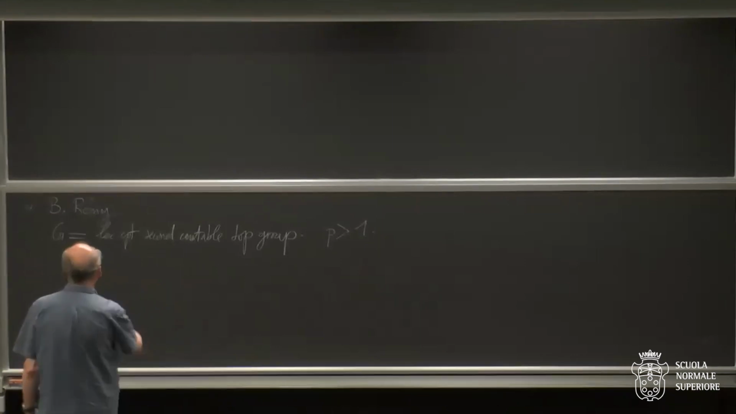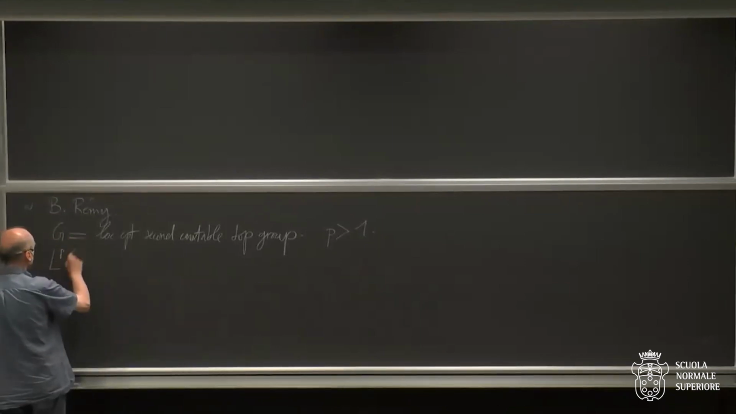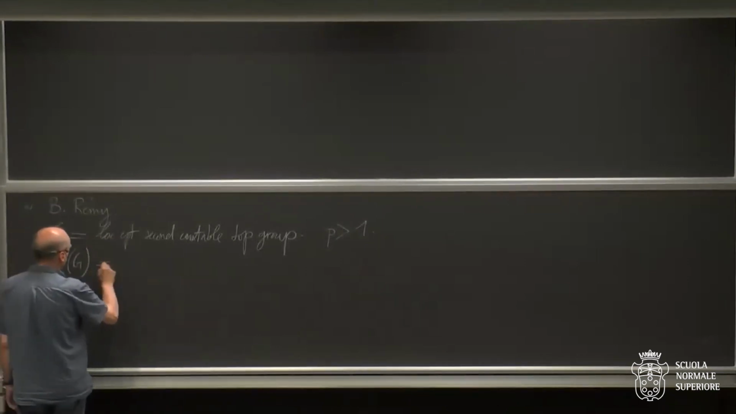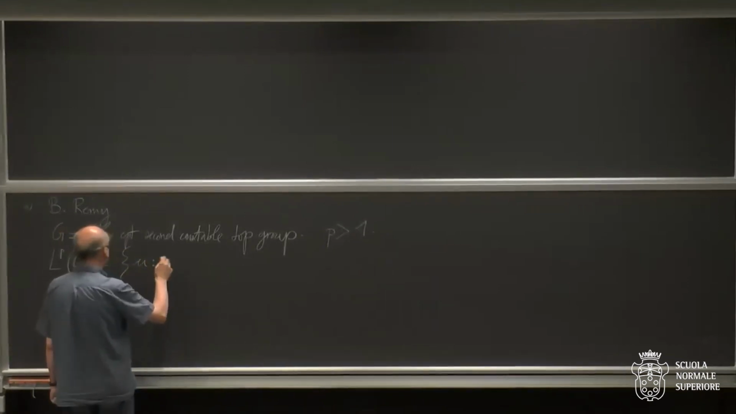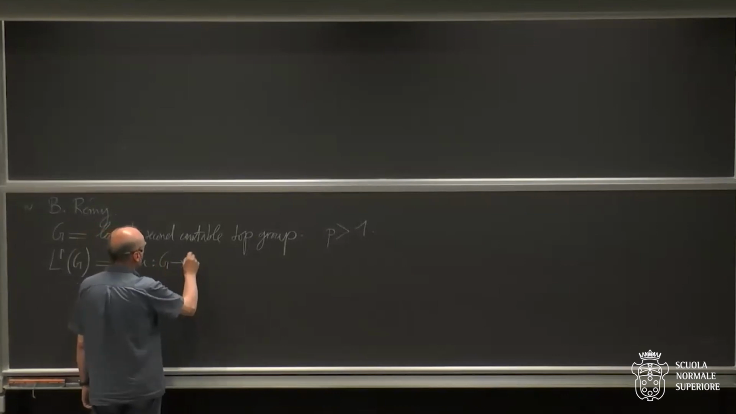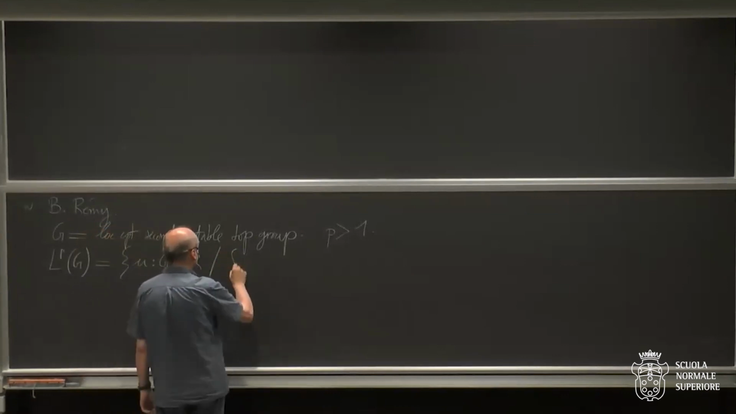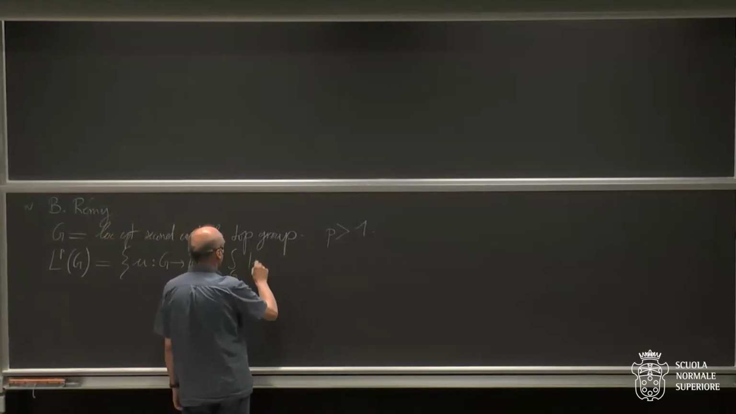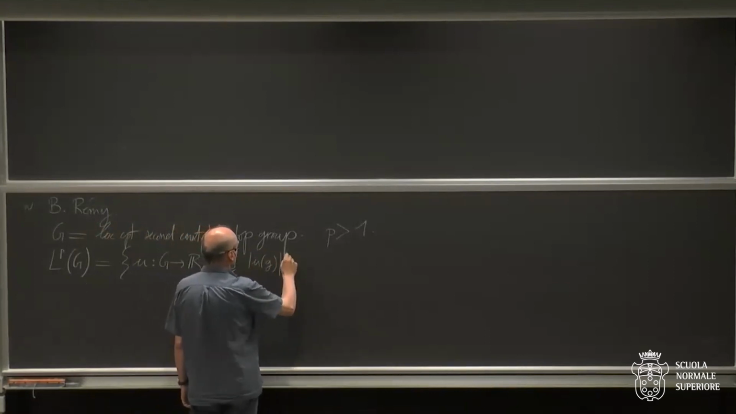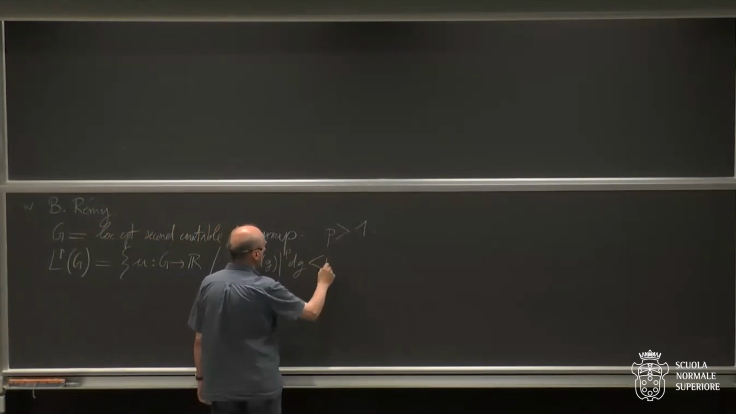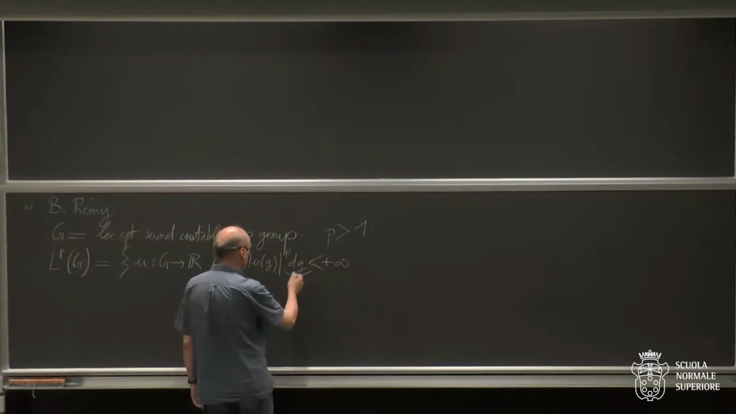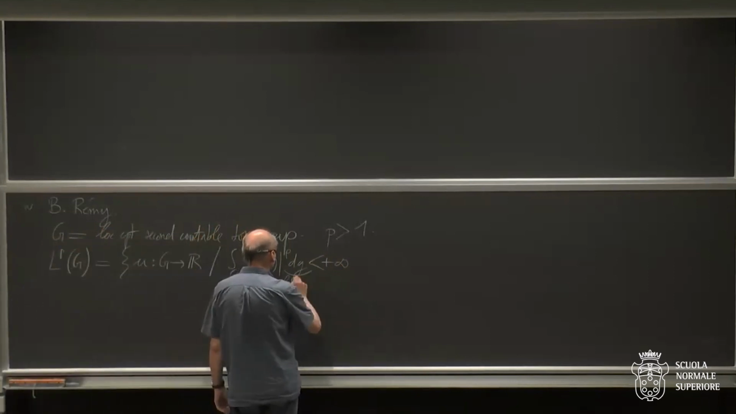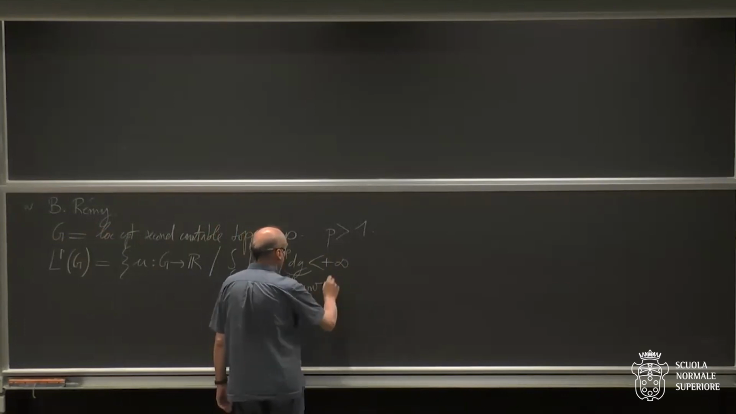And then one can form Lp of G, which is the set of measurable functions from G to R such that the integral of |u(g)|^p dg is finite. And this dg here denotes a left invariant Haar measure.